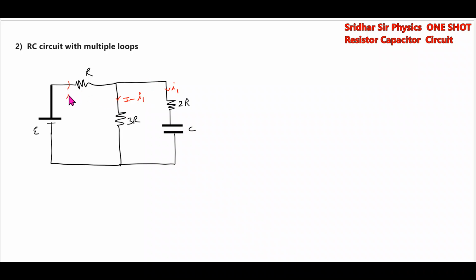And there's a variable current, I minus I1. You can write the loop equation where current enters positive, where it leaves negative. Like this, you give polarity. Let at any instant of time the charge across the capacitor be Q. Write KVL.